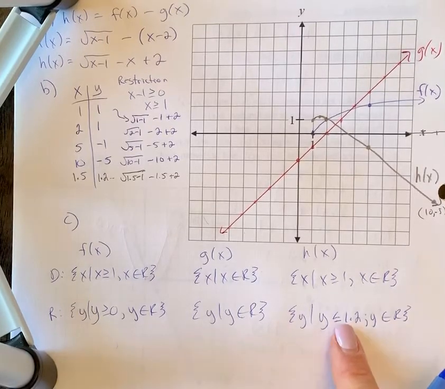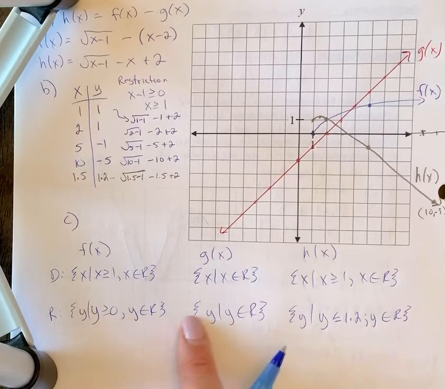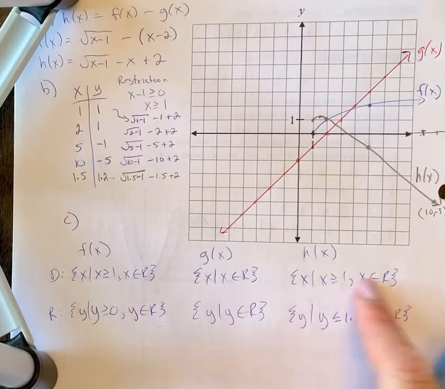So again, h of x, there's not a specific rule for range where these restrictions are just sort of combined and put together like there is for domain. So range, you do have to rely on the shape of your new graph.